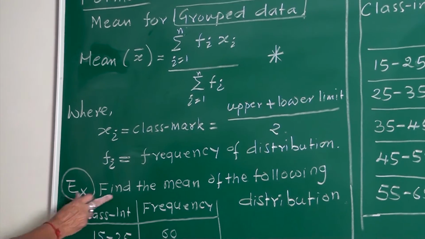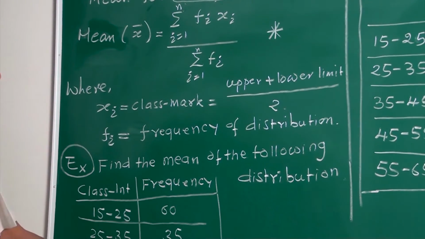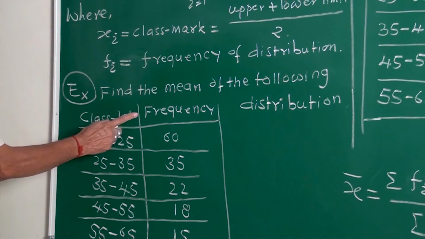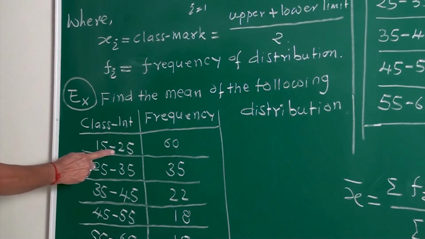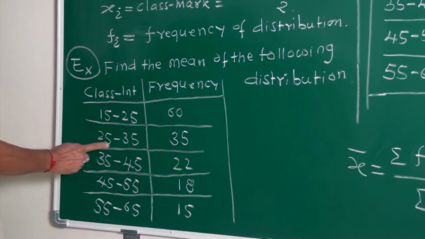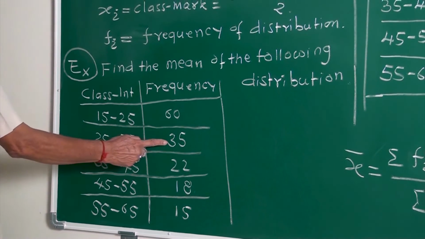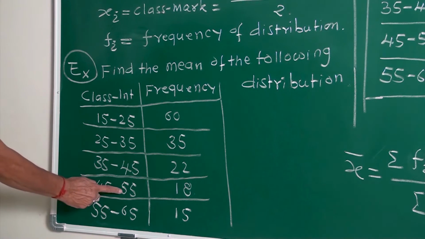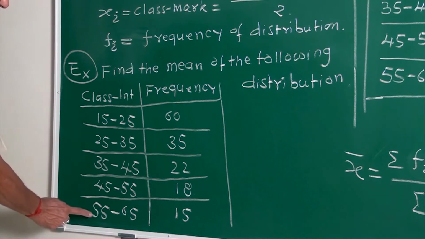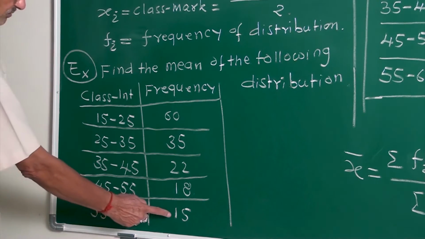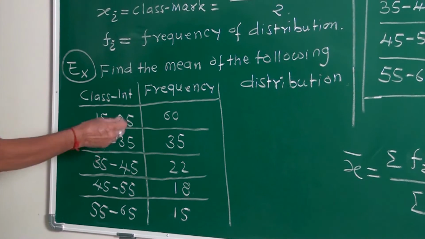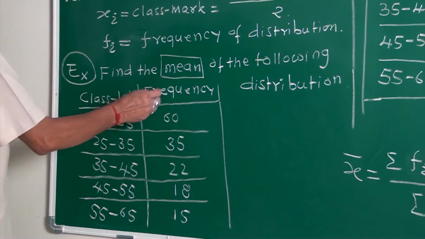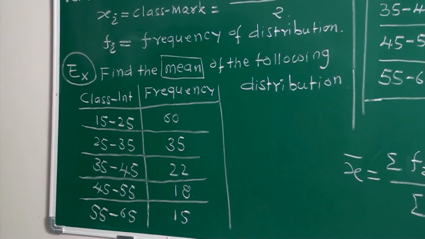Find the mean of the following distribution. This is the example given. Class interval, frequency. The first class interval is 15 to 25, frequency 60. 25 to 35, frequency is 35. 35 to 45, frequency 22. 45 to 55, frequency 18. 55 to 65, frequency is 15. Now we want to find the mean for this distribution, my friends.